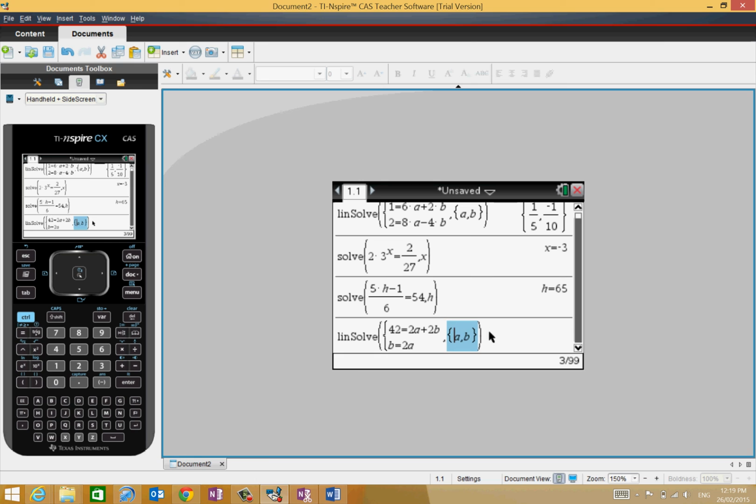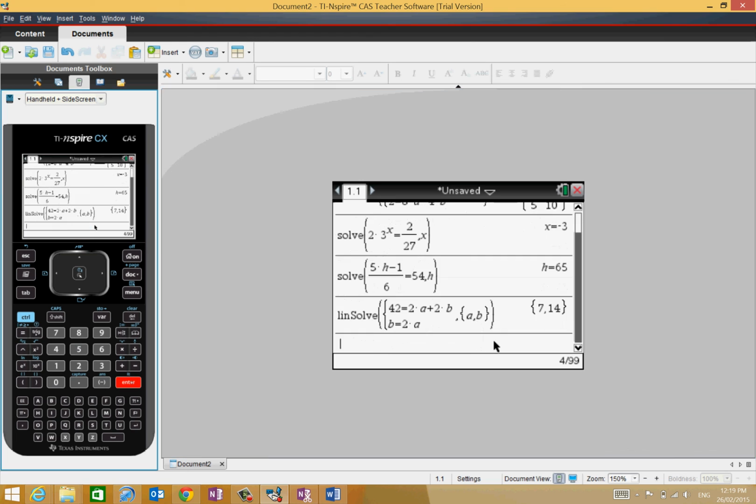And let's have a look. It means that a is going to be the first thing. What did we say that a was? 7. B was? 14. Let's have a look when we press enter. Look at that. Oh my God. Oh my God. Do you agree that that's pretty easy?